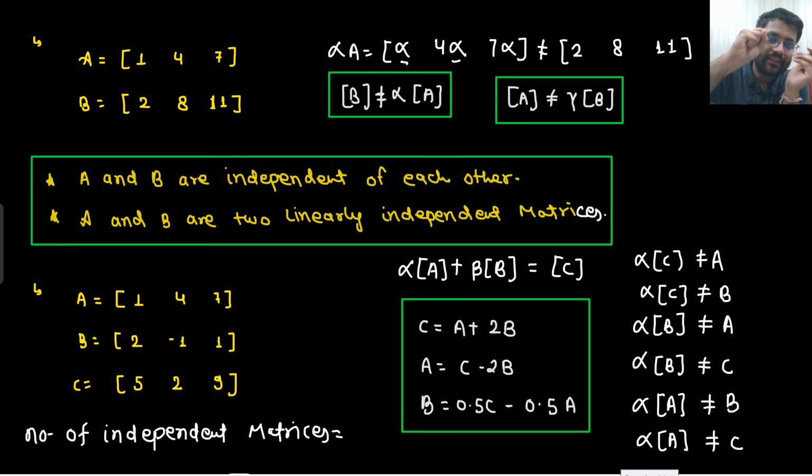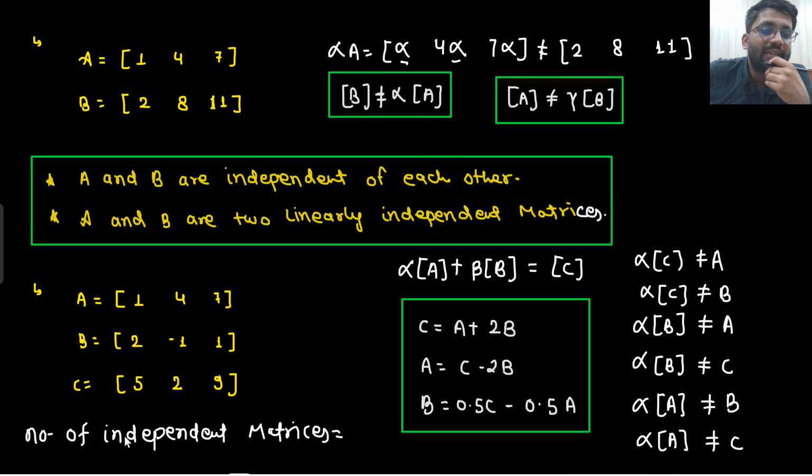Whatever the number of matrix you need in your hand to write down rest of the matrix, these are known as independent matrix. In your hand, how many matrices do you need to write down rest of the matrix? What will be your answer? Sir, I need at least 2 matrices. Sir, you give me A and B, I can write down C. Sir, you give me B and C, I can write down A. Sir, you give me A and C, I can write down B.